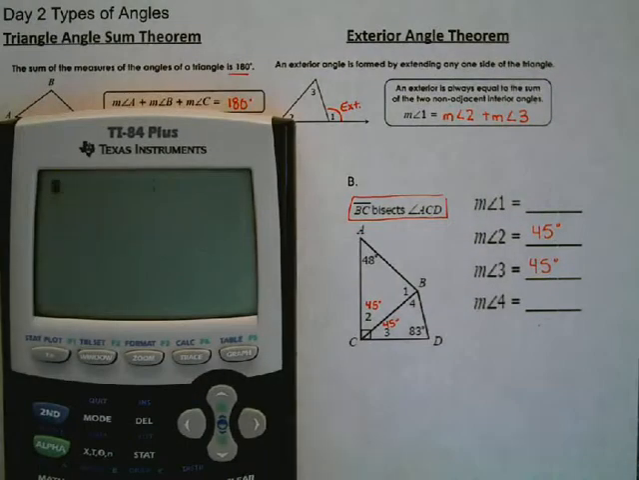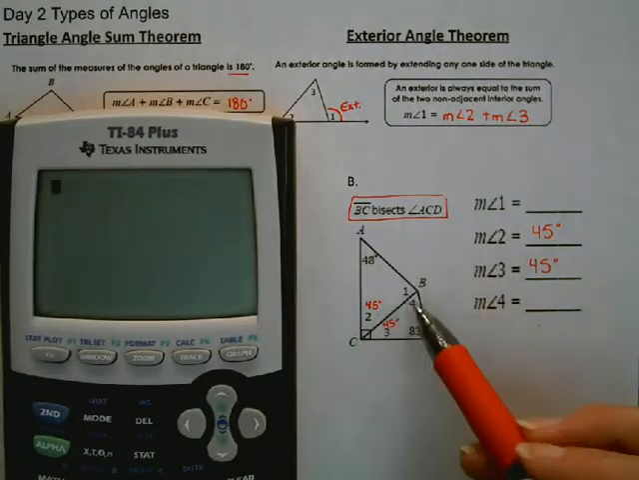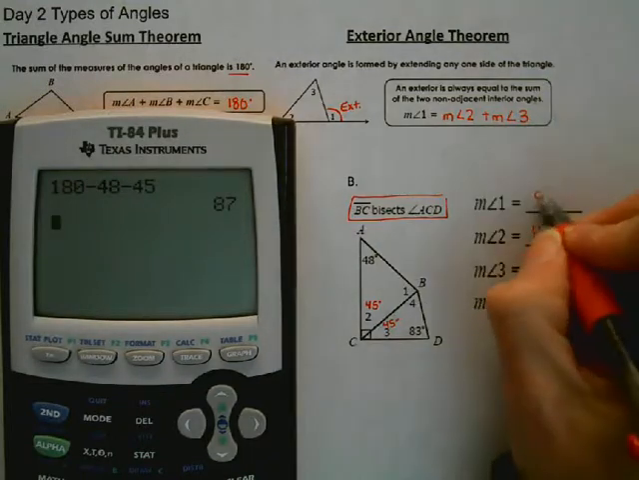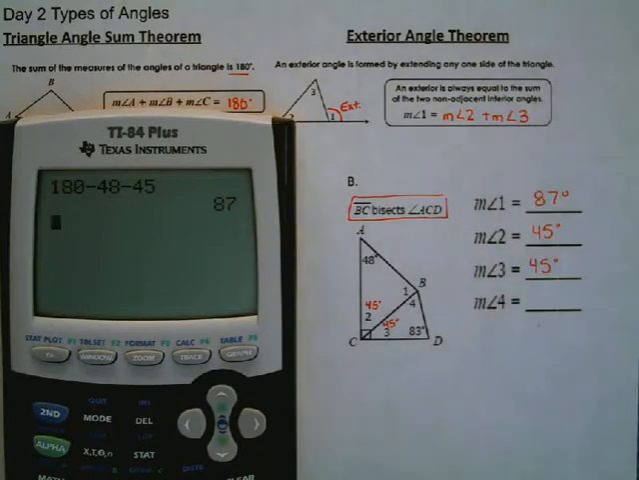So if I do this ABC triangle, I can find angle 1. So this angle 1 would be 87 degrees. I'll do the same idea down here on BCD, the triangle on the bottom. 180 minus 45 minus 83. So angle 4 is 52 degrees.